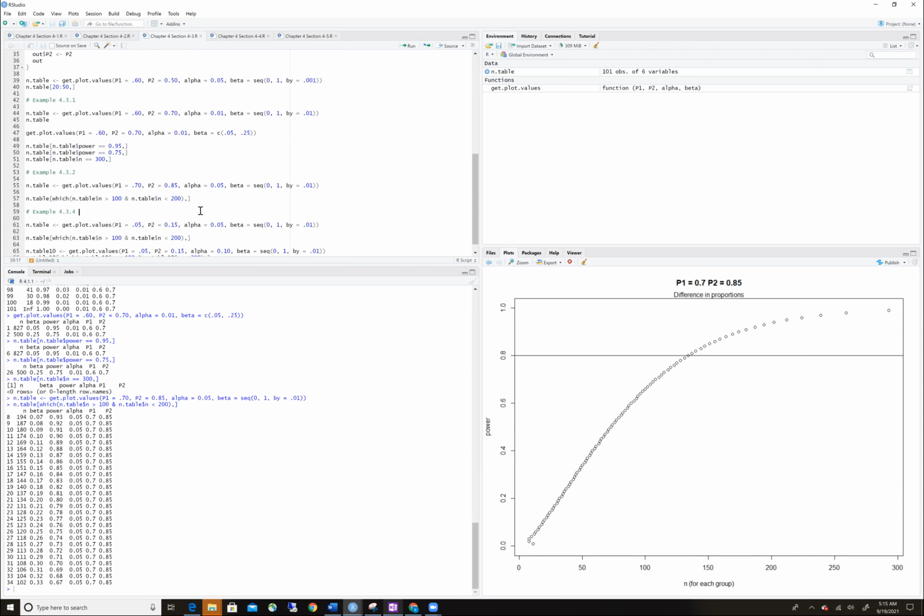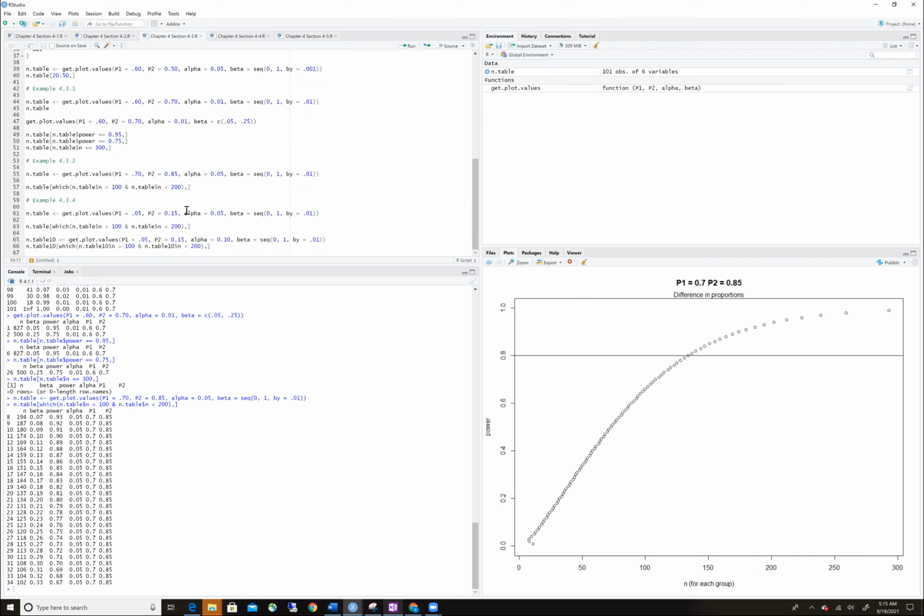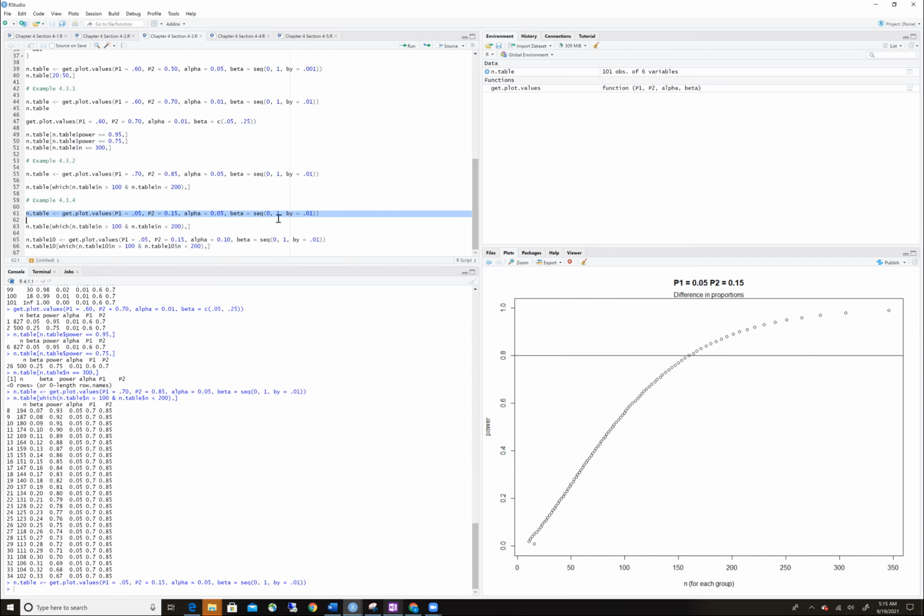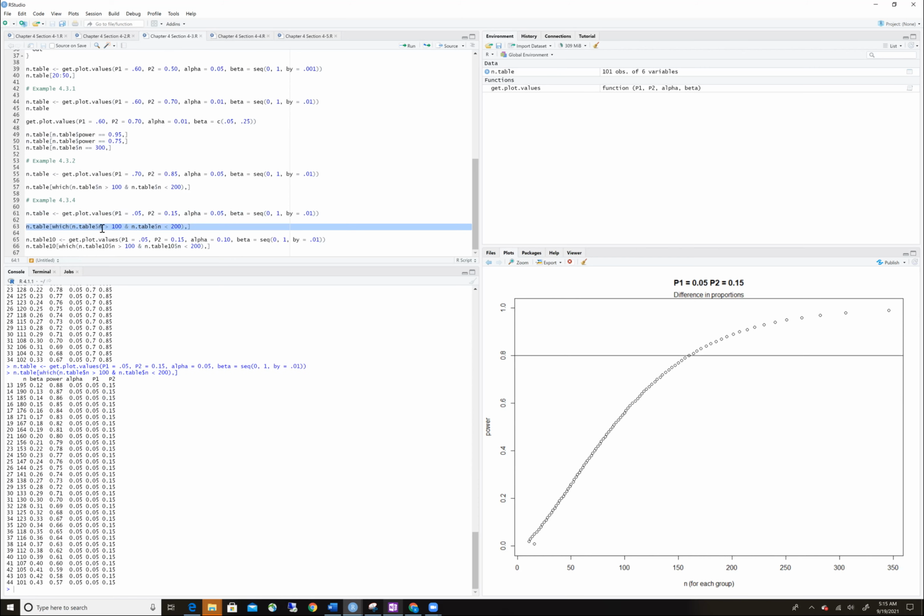Example 4.3.4. We have P1 is 0.05 and P2 is 0.15, with an alpha level of 0.05. We can run the same function. We can then look at the table when we have between 100 and 200 patients. And in this case, we have that the power ranges from 0.57 up to 0.88.